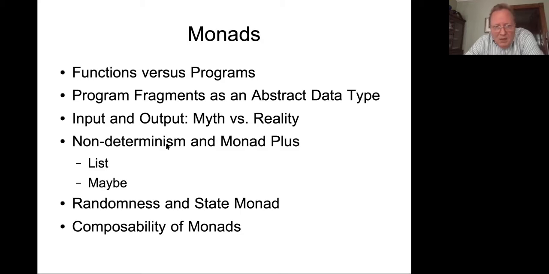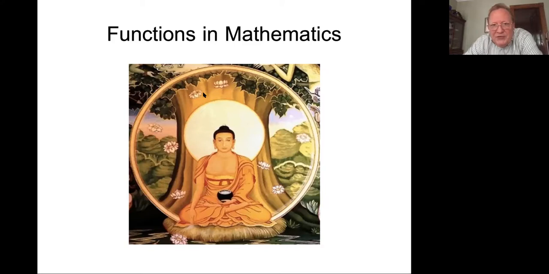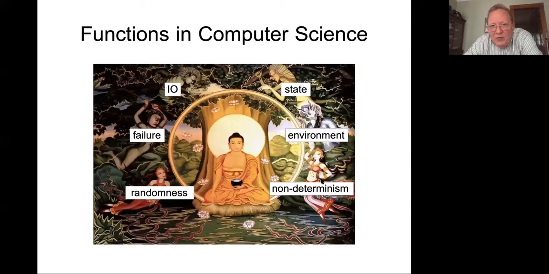So what are some examples of monads? Well, okay, we'll go to the next slide because this is better. Here's the Buddha, and he's sitting under his tree, and he's in a state of bliss because he is doing pure mathematics. And here, outside of his little bubble of purity, is the real world and all its complexities.